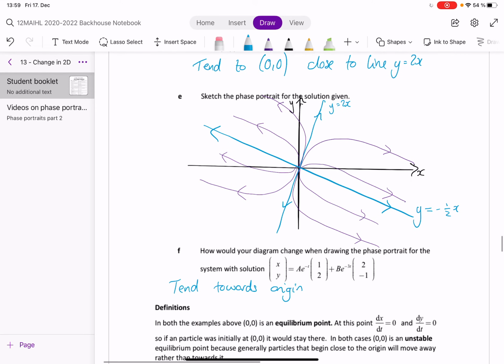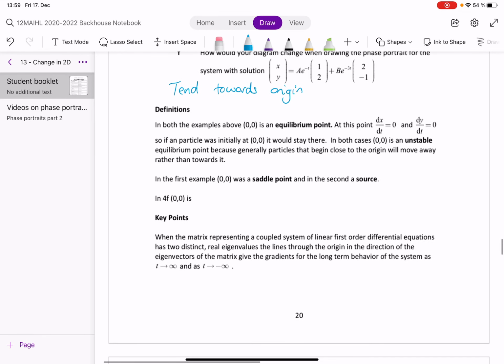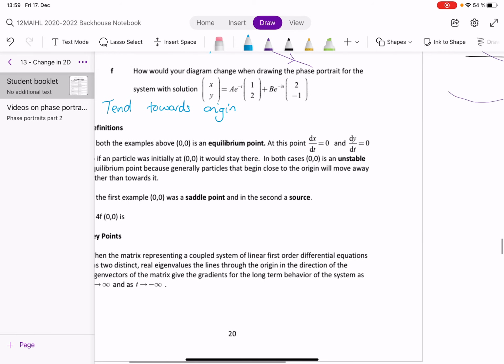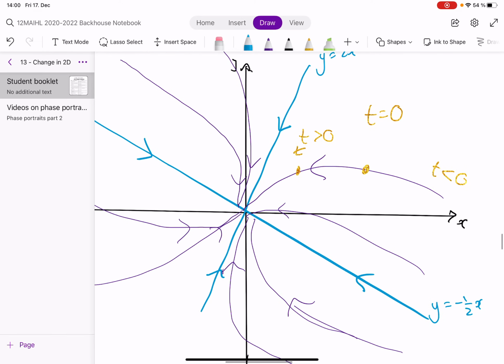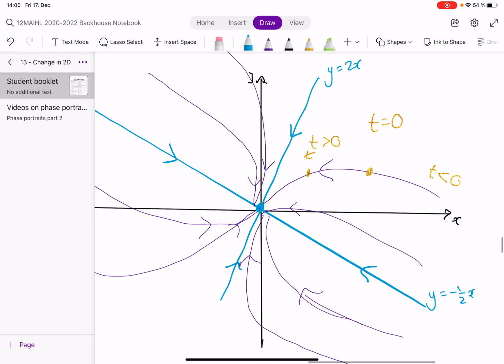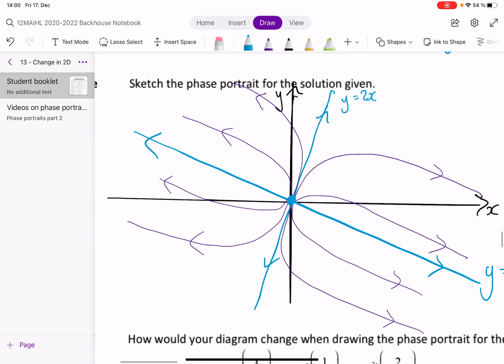In this one, it is a source, which is kind of a word that seems to make sense when we look at the diagram. Everything's moving outwards from there. And in 4F, okay, so this is the last one. 0, 0 is a stable equilibrium point. Okay, so we have a stable equilibrium point. If we reach the origin, because everything's travelling into the origin, we're not going to leave it. Okay, with the others, if we did somehow reach the origin, we're going to move away from it.